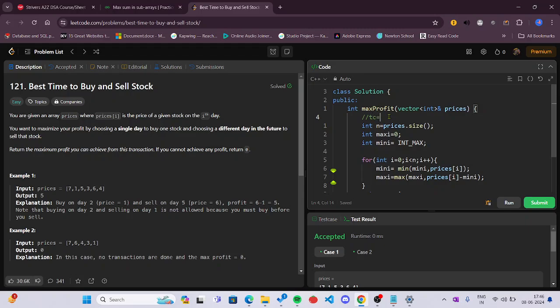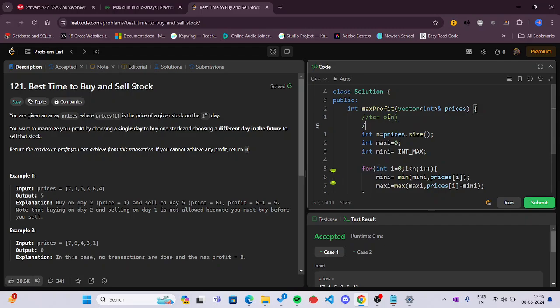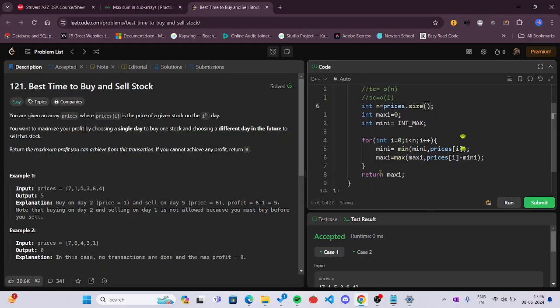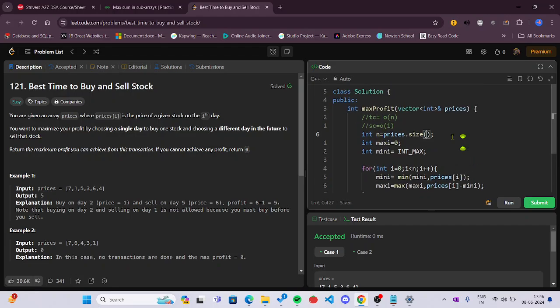Time complexity will be big O of n, right? And the space complexity will be big O of 1, right? Because there is one single loop, and we did not use any other thing to store space here.